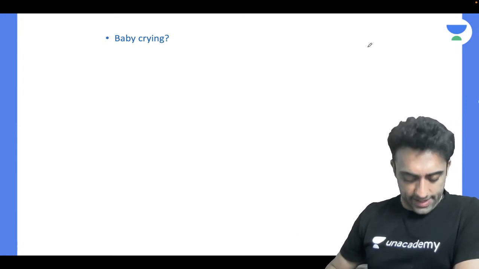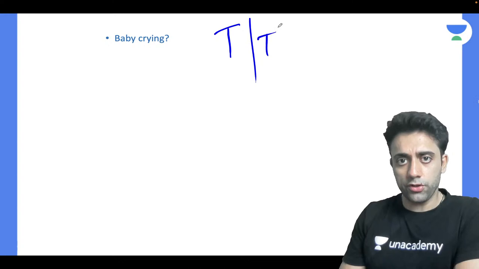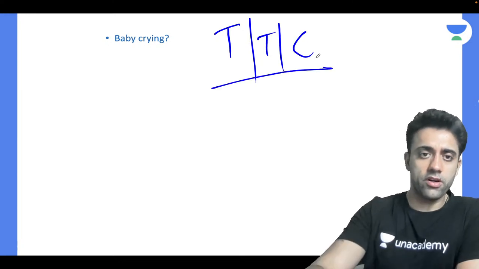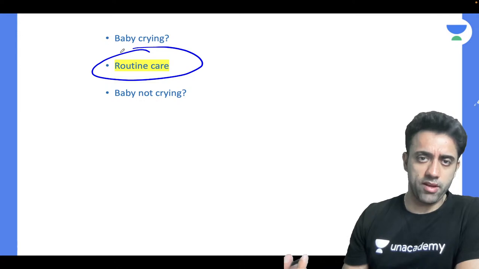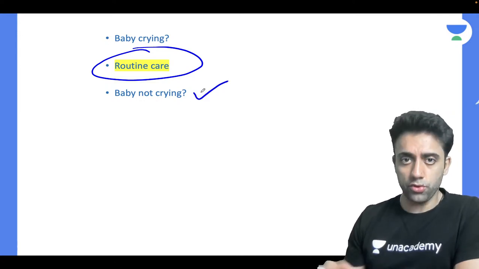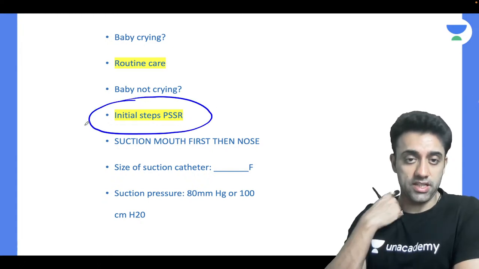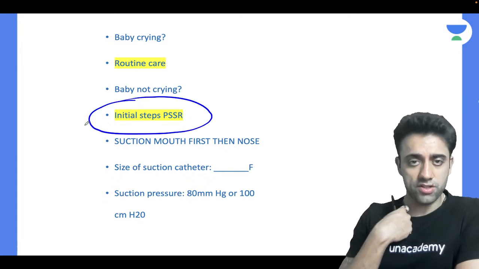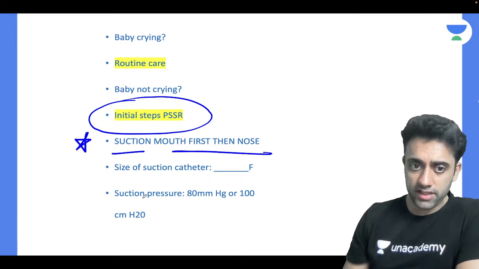So let's revise again. If the baby has cried immediately after birth, a term baby, good tone and crying, what do you want to do? The answer is routine care. Routine, jo har bachche, which you do in every baby. If the baby has not cried immediately after birth, or not a good tone, or not a term baby, what do you want to do? I want to do initial steps: position, suction, stimulation, reposition. Star mark, we have already covered, suction, mouth, followed by the nose.